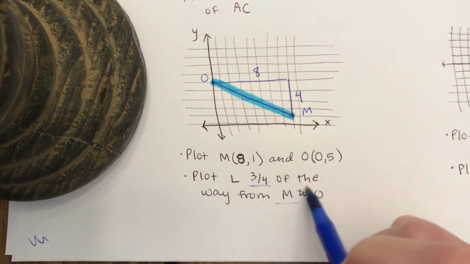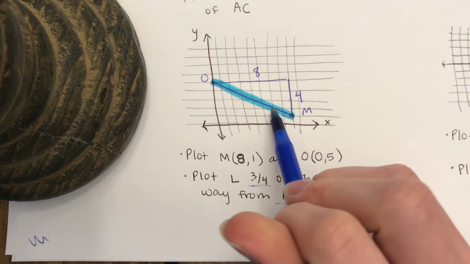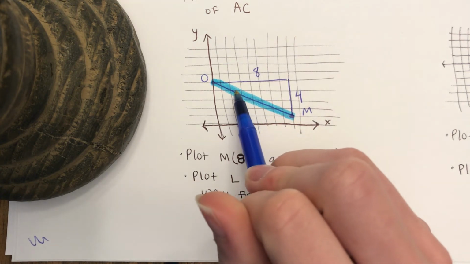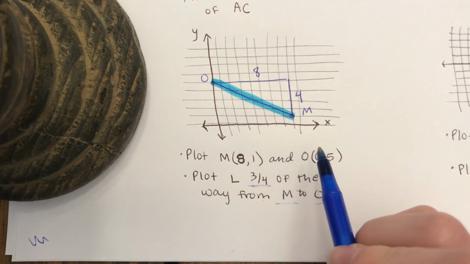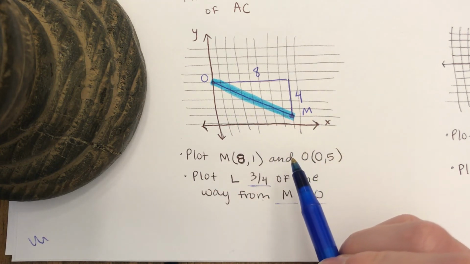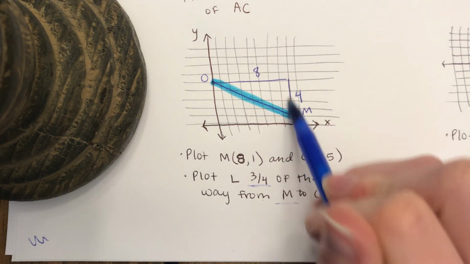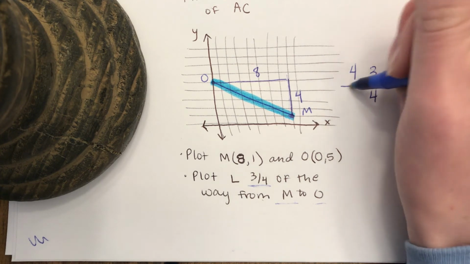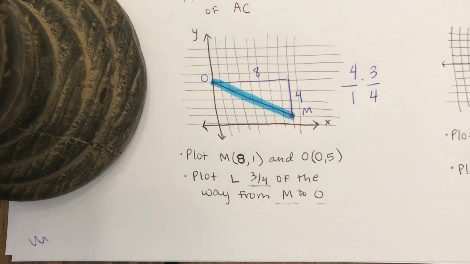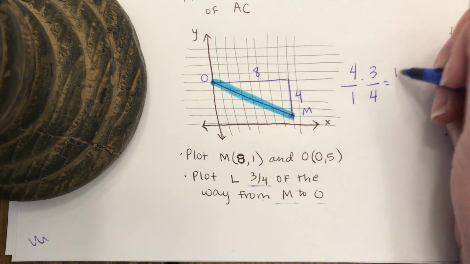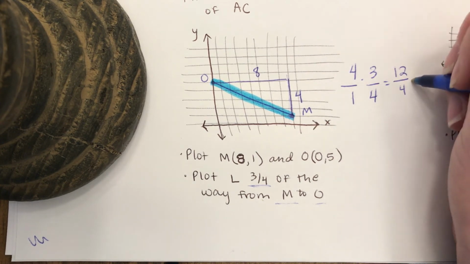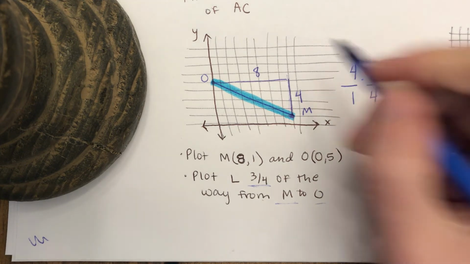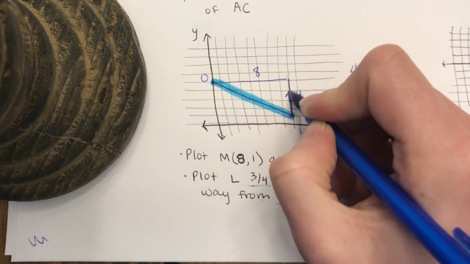So since this one is 3/4 of the way from M to O, we should kind of recognize that that point is going to be somewhere over here. It's going to be closer to O because 3/4 is greater than a half. So again, back to the problem, we go up 4. So instead of going up 4, we want to go up 3/4. Some of you guys might be able to recognize that that's just going up 3, but if you need, you can always use a calculator or multiply it out. So 4 times 3 is 12, 4 times 1 is 4. So that means our rise is up 3. So again, we're going to go up 1, 2, 3 instead of 4.